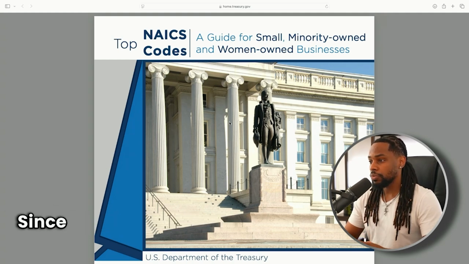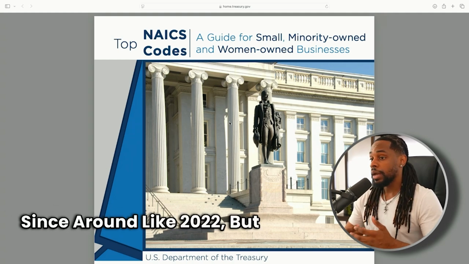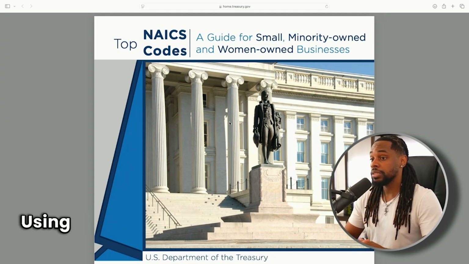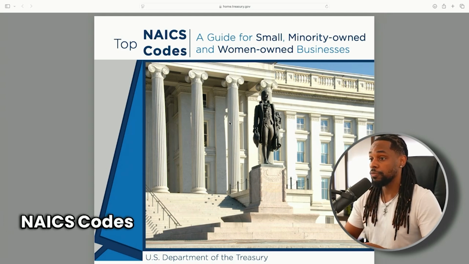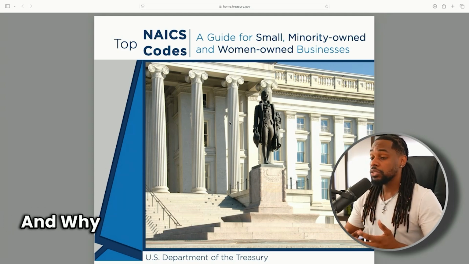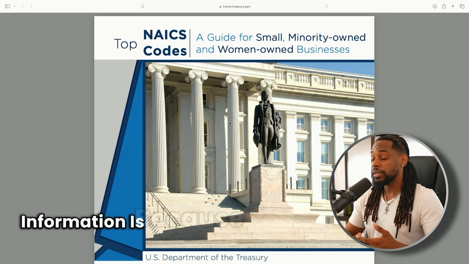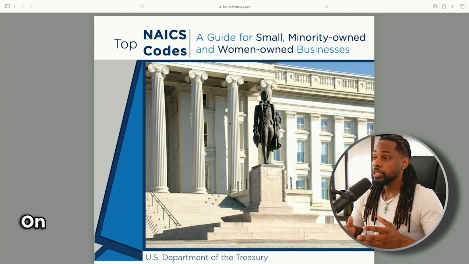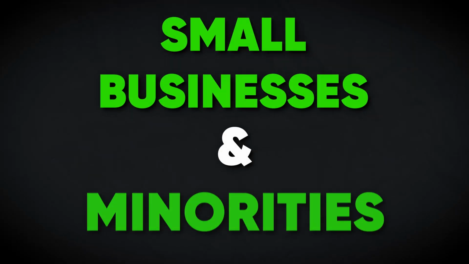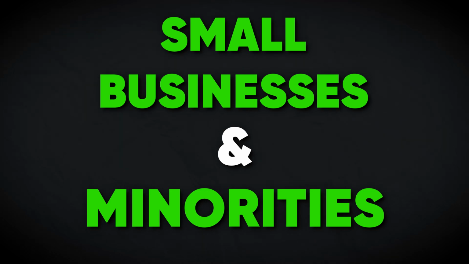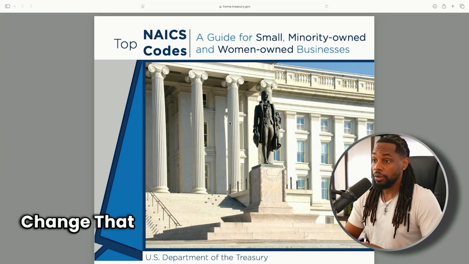I think I've known about this since around 2022, but I heard about it and I've been using this to find low risk NAICS codes for a while now. And why this is really helpful information is because it's actually focusing on small businesses and minorities in order to get business funding. And a lot of this stuff doesn't really change that often.